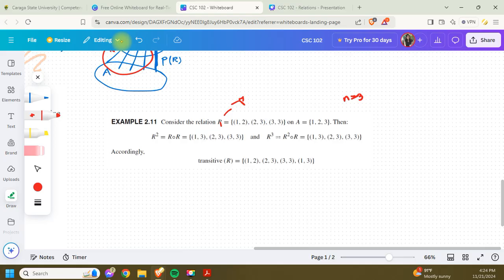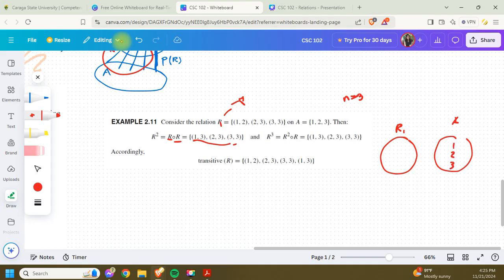Okay? Alright. Now let's construct R2. So R2 means R multiplied by itself. So 1, 3, 2, 3, and 3, 3. Okay. So, let's write R1. This is set A, so 1, 2, 3.